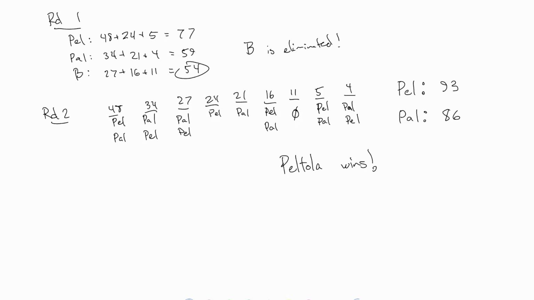Since then they have had another Senate election in 2024. That time Palin did not run again. It was just Peltola and Begich, and Begich won. So actually Begich is currently the senator from Alaska occupying this seat in the Senate. But anyway, Peltola was the winner.